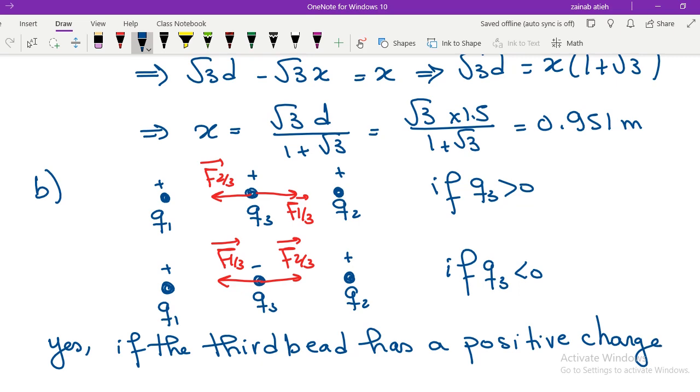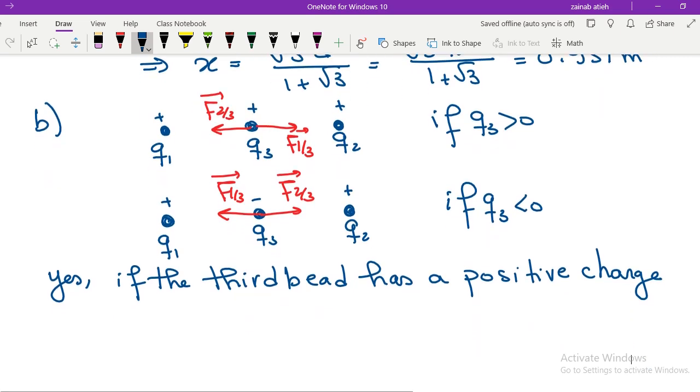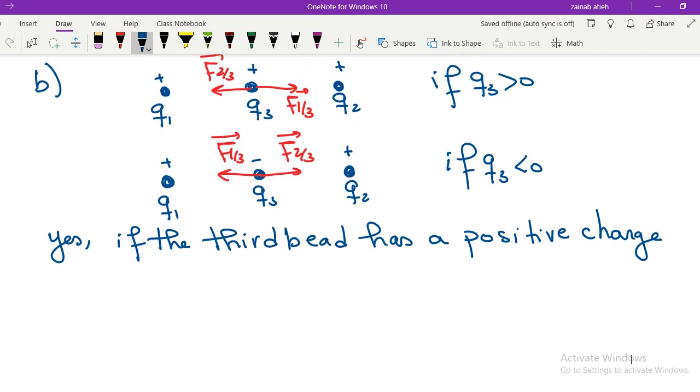Okay, and this is problem 11. I will move now to the next one.